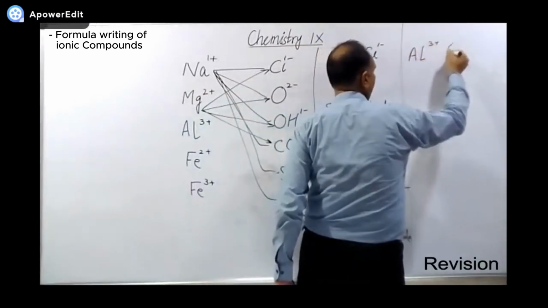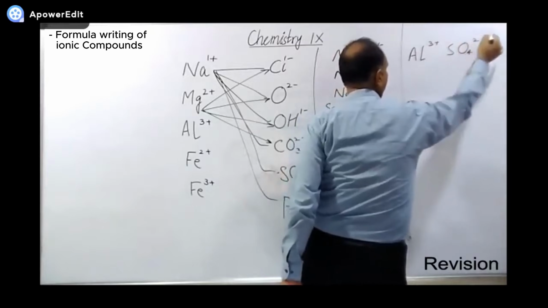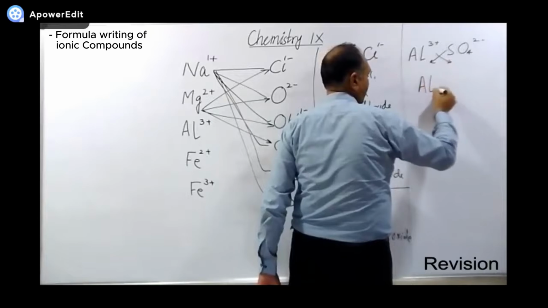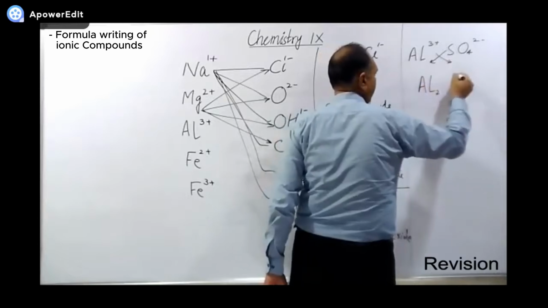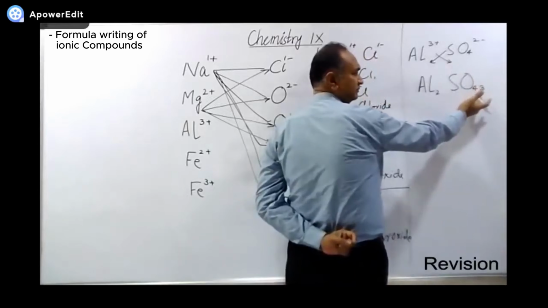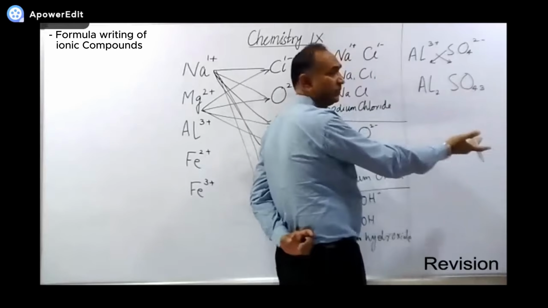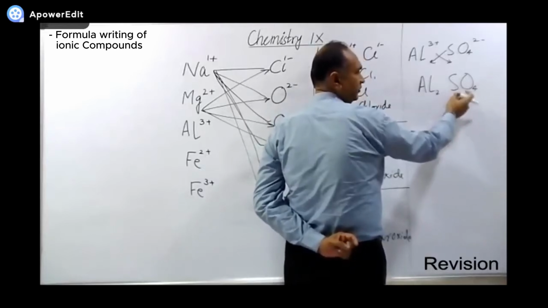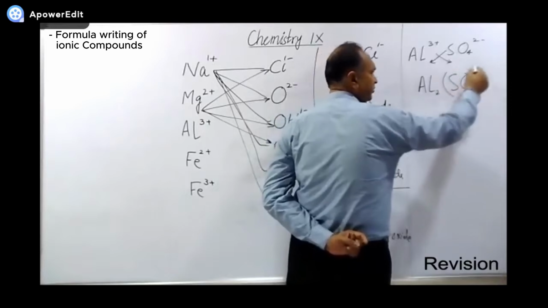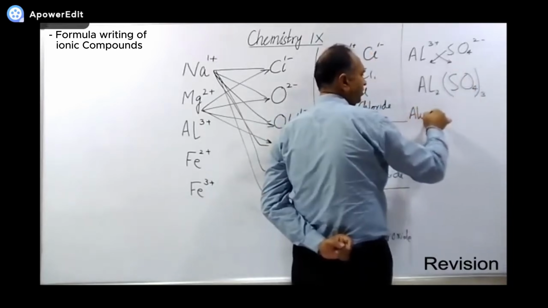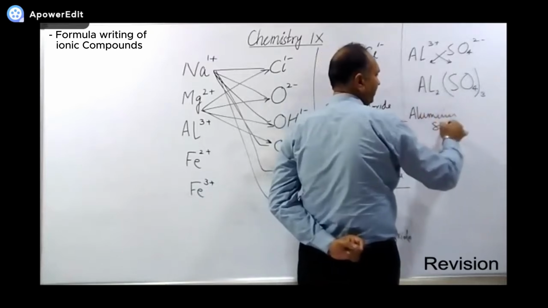Aluminum sulfate. Crossing the numbers. Aluminum sulfate, 3 would be on this side. And here is the mistake that I have made. If you write it like this, it will become 43. So if the ion is polyatomic, you will have to use a bracket. What would be its name? Aluminum sulfate.